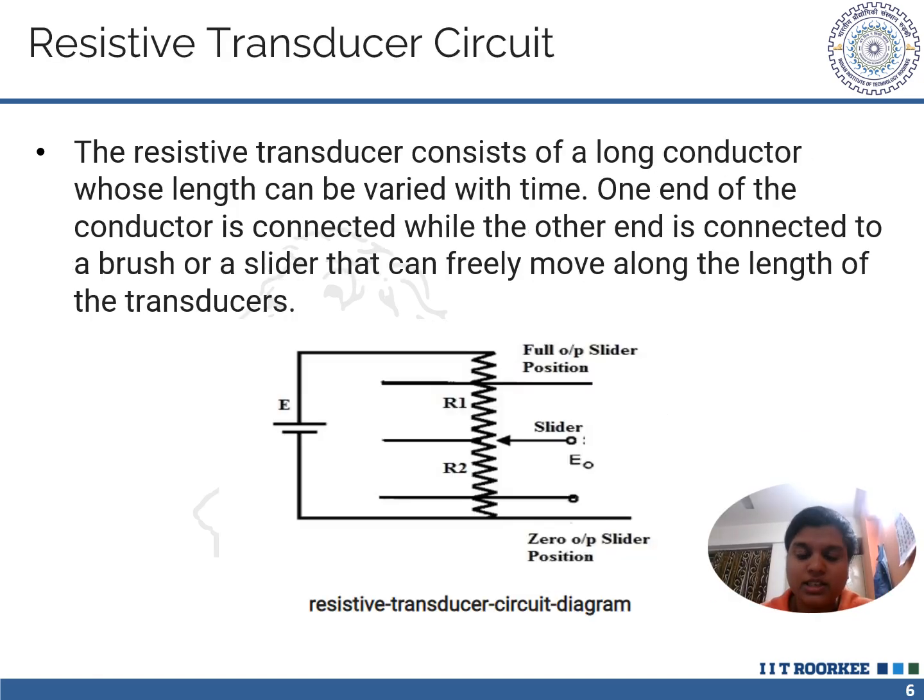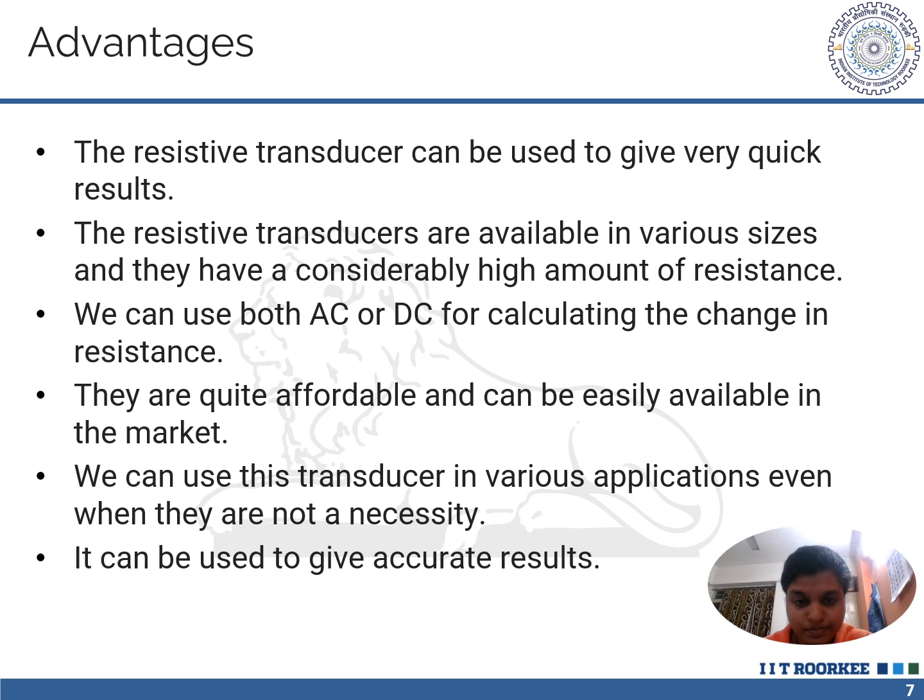Now here comes the resistive transducer circuit. The resistive transducer circuit consists of a long conductor whose length can be varied with time. One end of the conductor is connected while the other end is connected to a brush or a slider that can move freely along the length of the transducer.